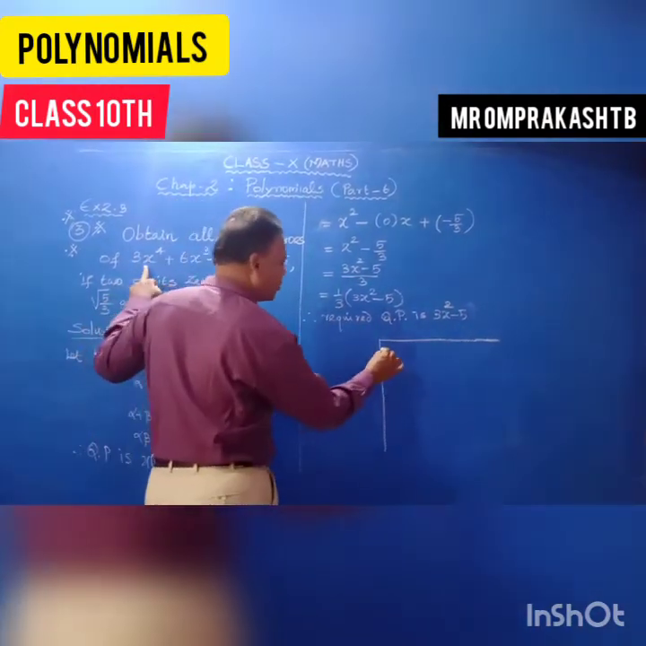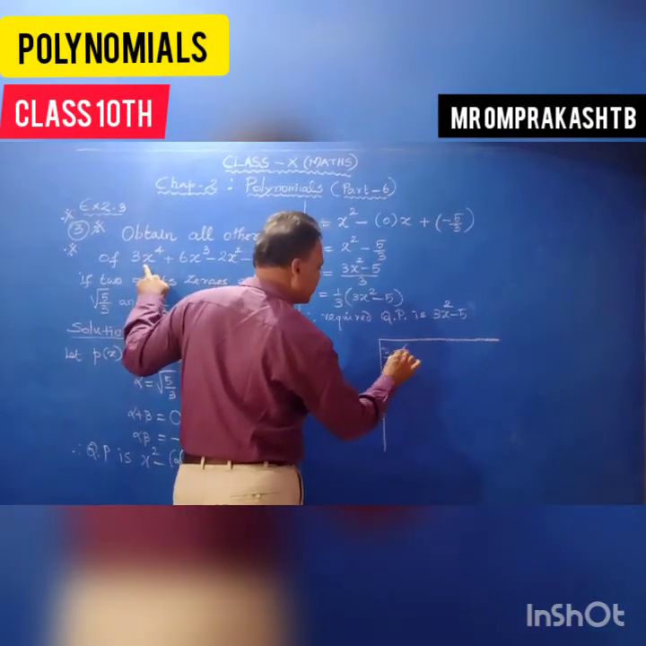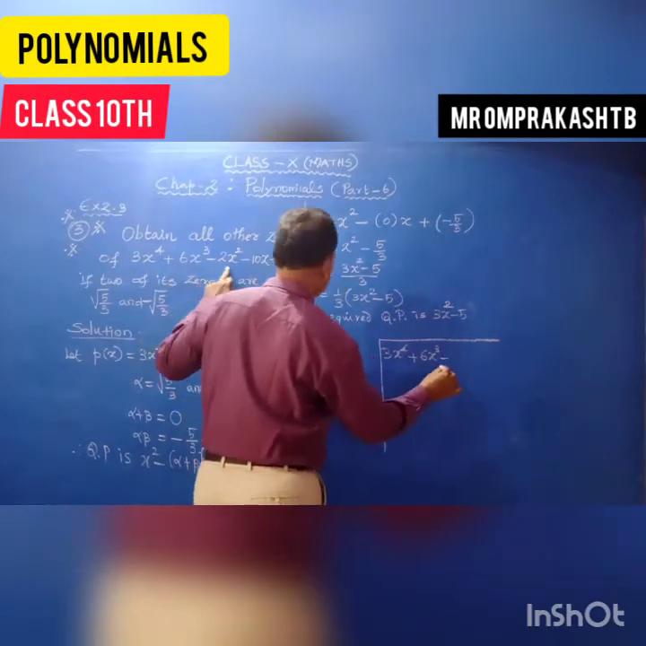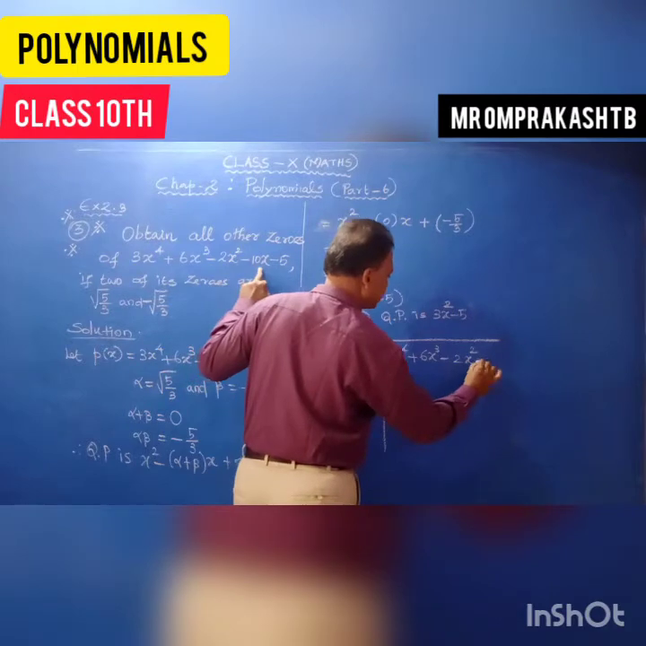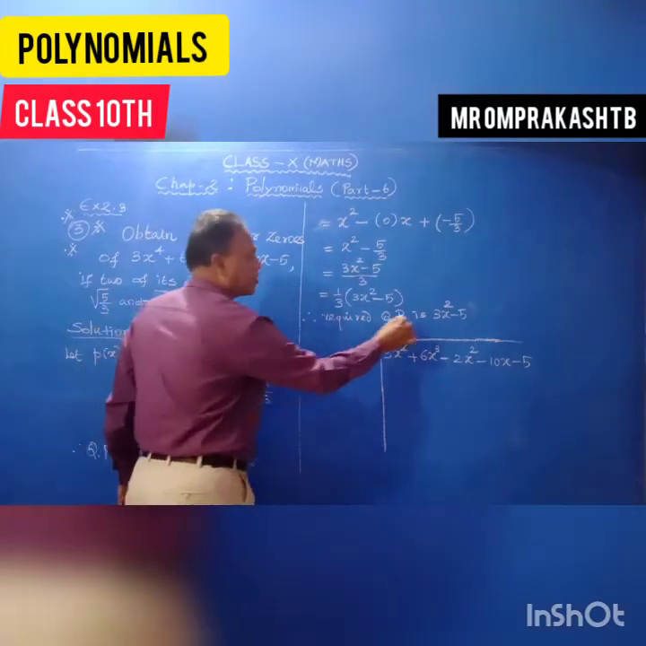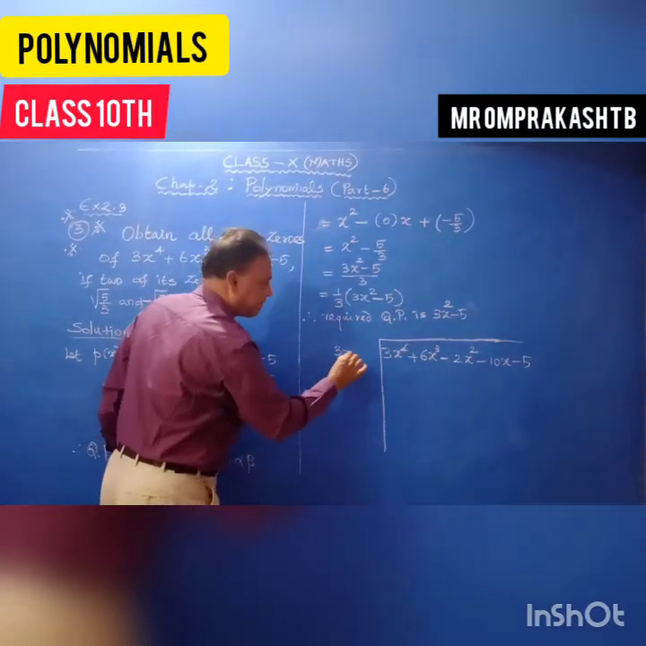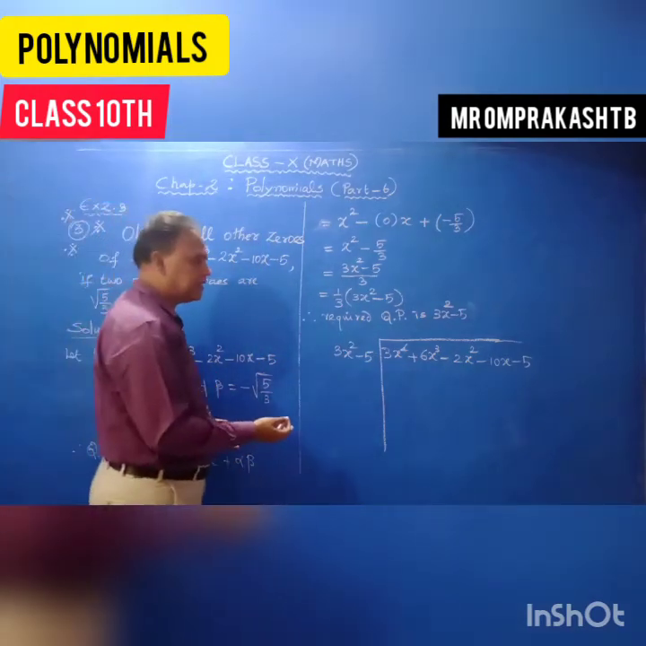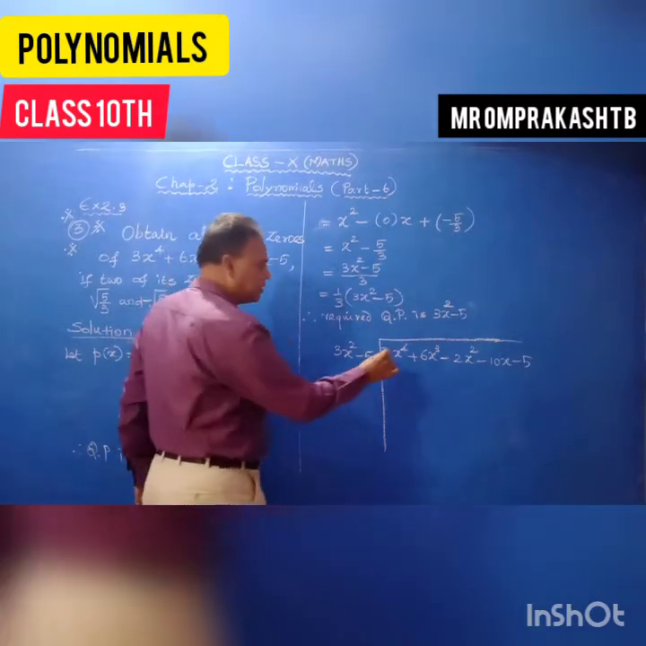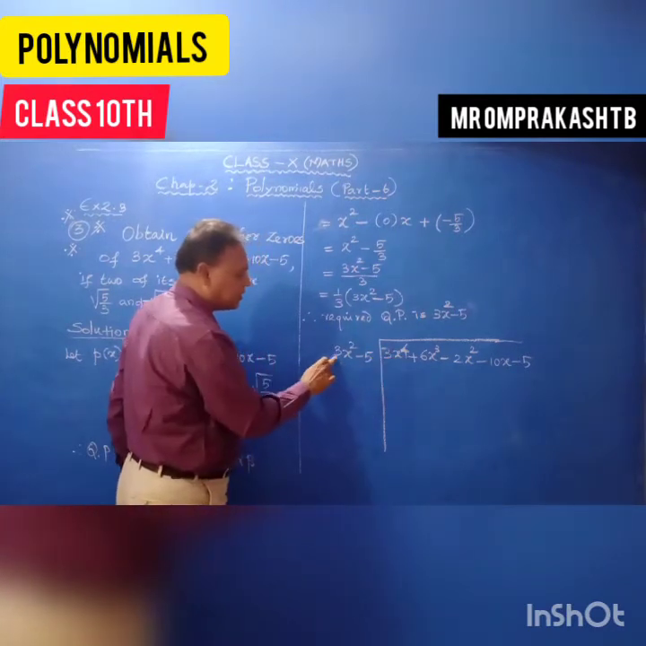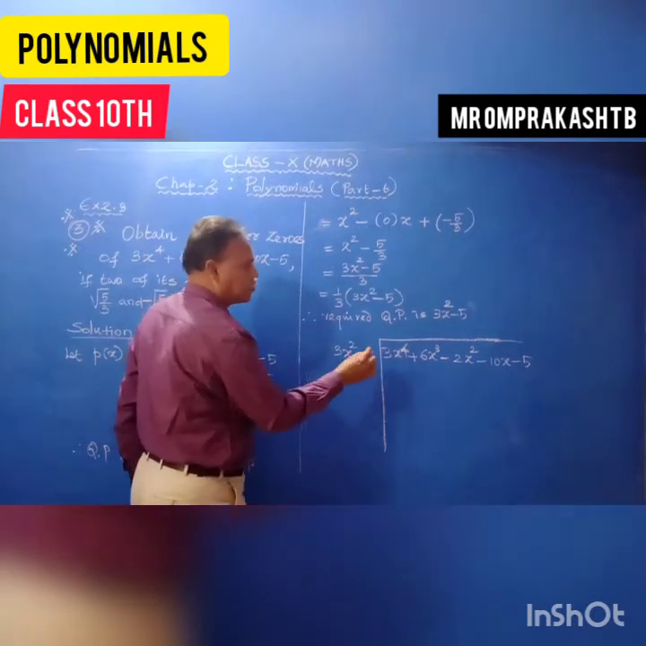Write the given polynomial p of x, 3x power 4 plus 6x cube minus 2x squared minus 10x minus 5. Now divide it by this required polynomial, using the ordinary division method. Yesterday also I taught division of polynomials. So apply this. 3x power 4 here, 3x squared there. This polynomial's first term by this one's first term: 3 gets cancelled, x power 4 by x squared is x squared.